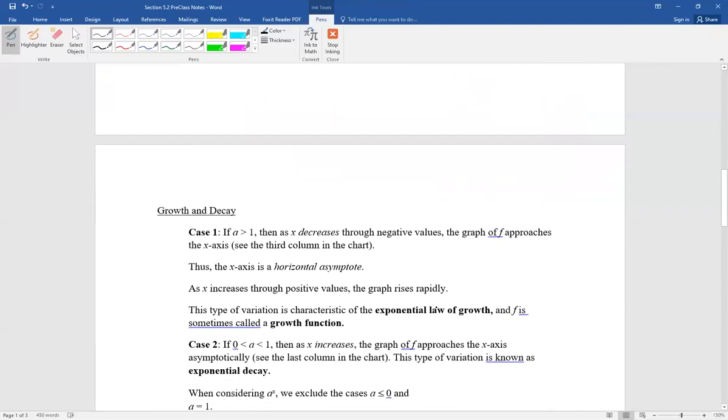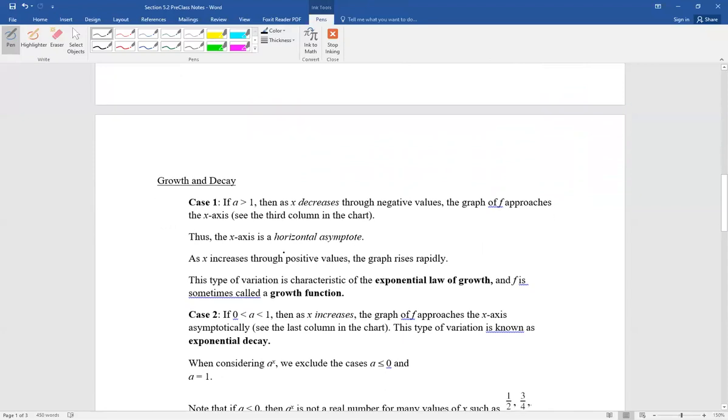Now, this is just redefining what we were talking about above, the growth and decay. It says if a is greater than 1, this is case 1, then as x decreases through negative values, the graph of f approaches the x-axis. Thus, the x-axis, this is important, is a horizontal asymptote.